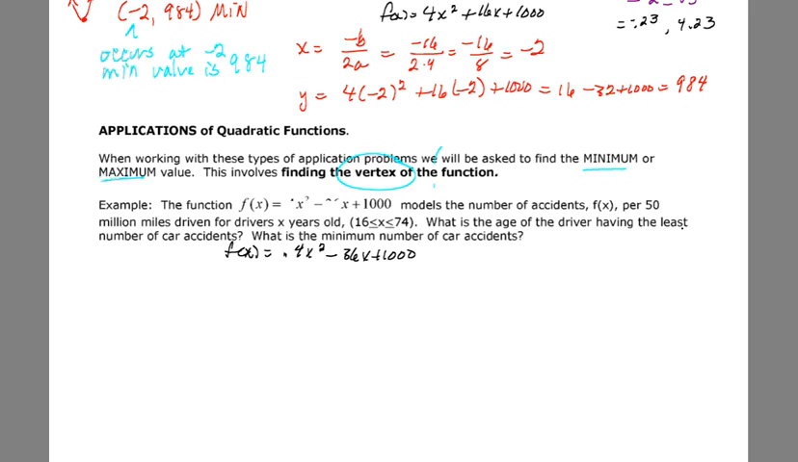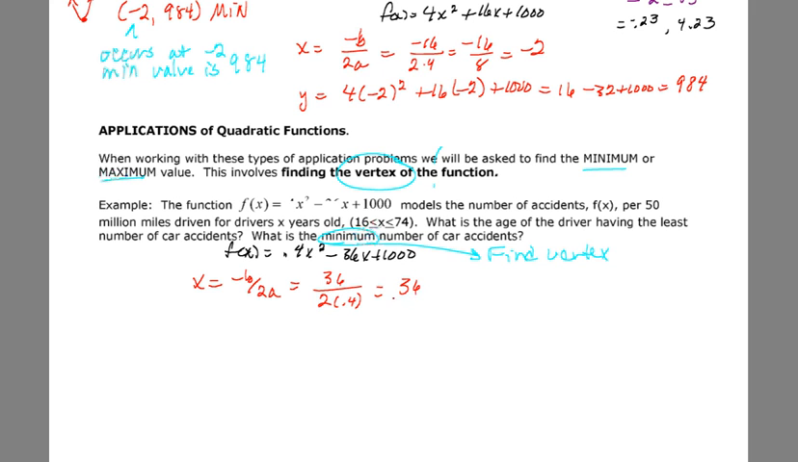We want to find out the age of the driver having the least number of car accidents and the minimum number of car accidents. Notice that key word, minimum. That means we're wanting to find the vertex. And then we'll interpret what the vertex tells us. Well, let's go ahead. It's in the format where we'll use the formula. For the x value, it's negative b over 2a. And negative b will end up being 36. And 2 times a will be 2 times 0.4.